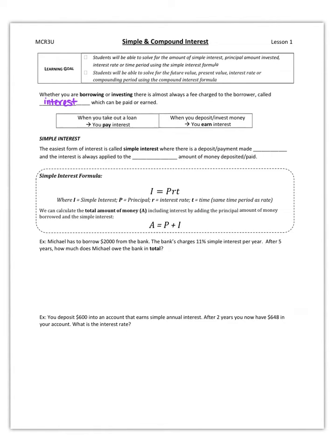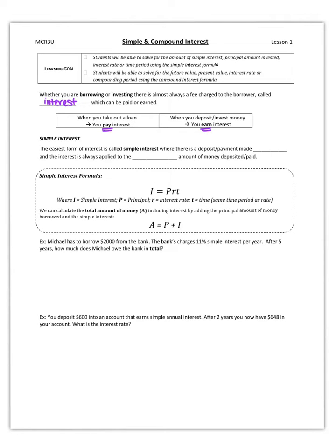So when you take out a loan, you're borrowing the money, so therefore you have to pay the interest. But when you're depositing or investing money, you earn interest on your initial investment. And most of the time, this is always coming from the bank. So the simplest form of interest is called simple interest, believe it or not.